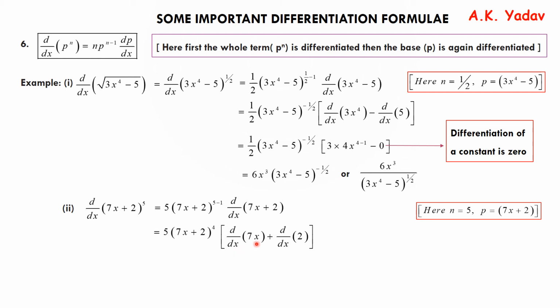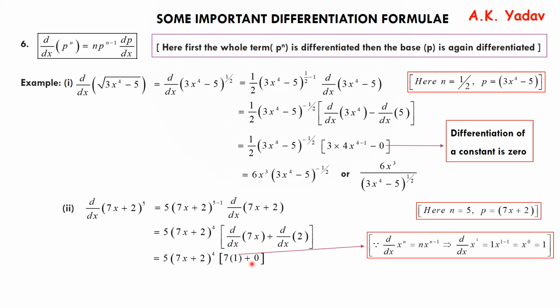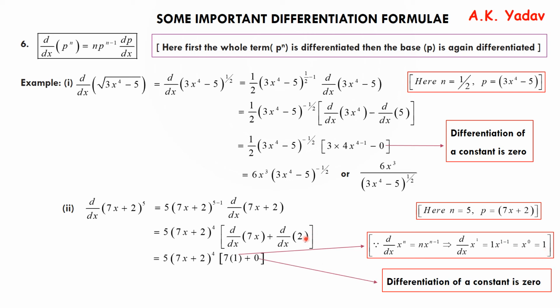So d by dx of 7x plus d by dx of 2. Okay, so d by dx of x gives 1, because here we can say that x to the power of 1 minus 1, that is x to the power of 0, is equal to 1, and the differentiation of a constant is 0. That's why we got 0 for d by dx of 2. On solving, this is what we get.